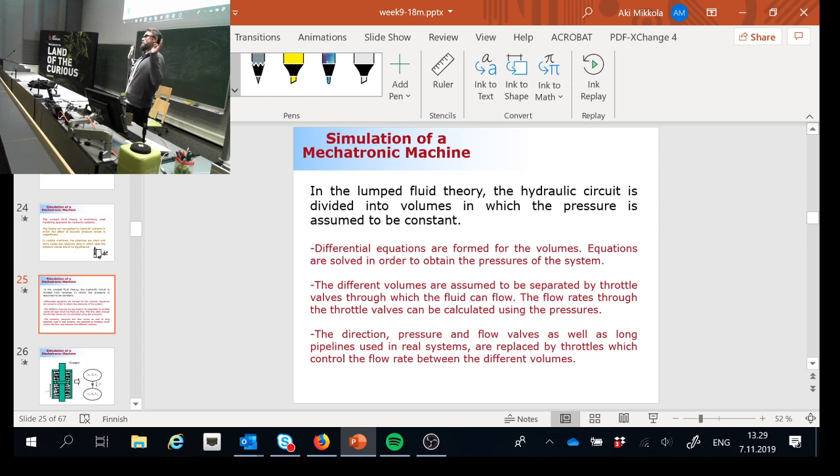But this time let's conclude that we have just pressure valves, direction valves, and flow valves. Why? Because we want to control the system. Those will be introduced by simple throttles that are restricting the flow rates. That's the means of the modeling.